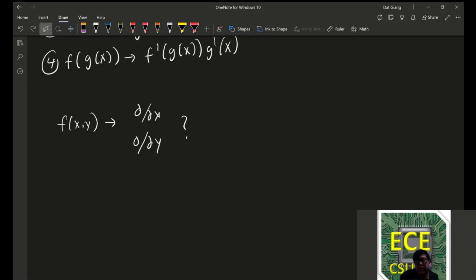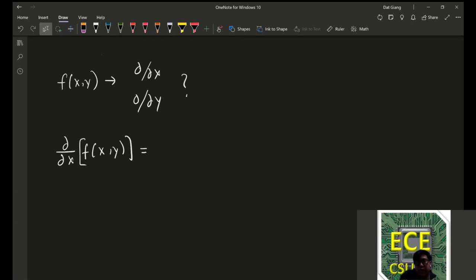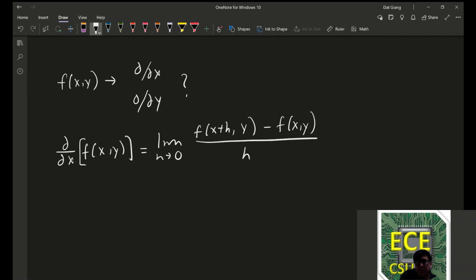The difference here is that because we have two independent variables, we have to take an individual derivative with respect to that variable, otherwise known as a partial derivative. So first, let us discuss the partial derivative with respect to x acting upon f of x, y. This is equal to the limit as h goes to 0 of f of x plus h, y minus f of x, y divided by h.